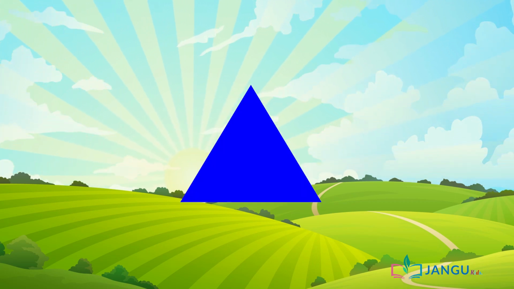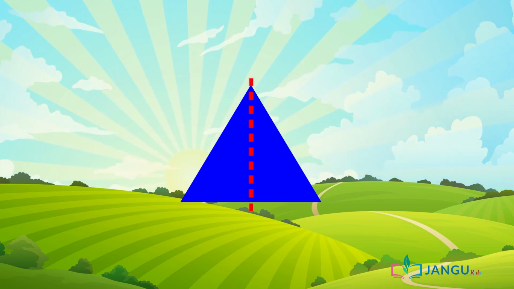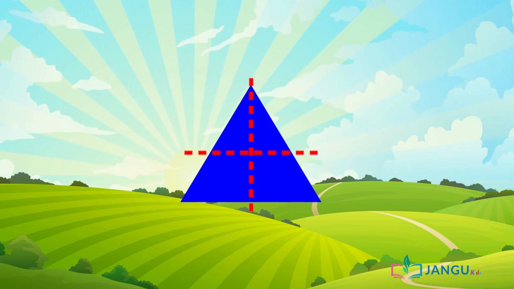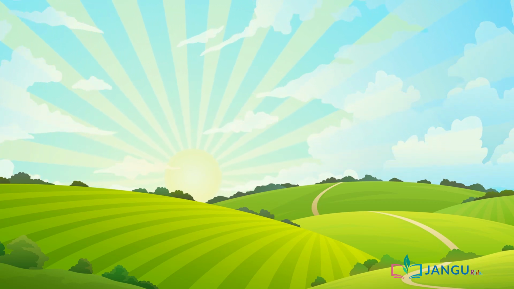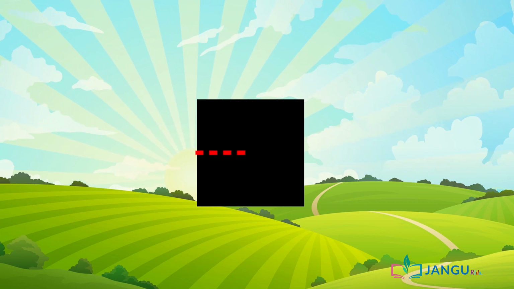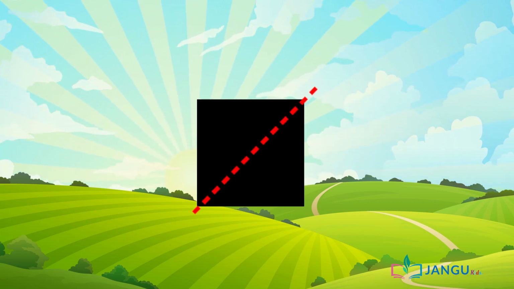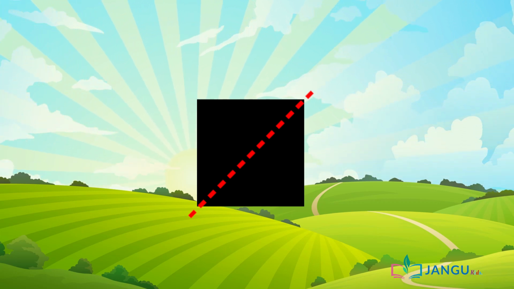This triangle, for instance, has just one line of symmetry. If you add one more line, the shapes do not match. But this square has 4 lines of symmetry. You can run a line vertically, horizontally, and diagonally on both edges, and all the shapes match.